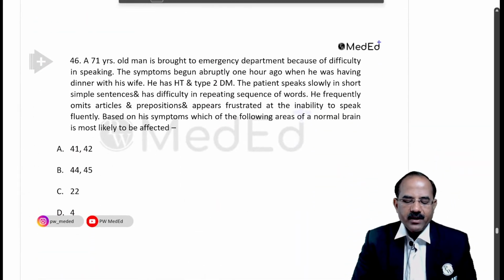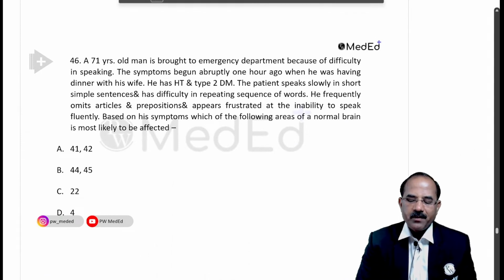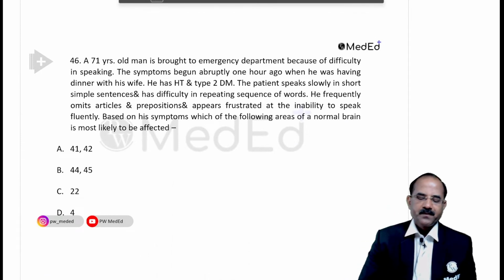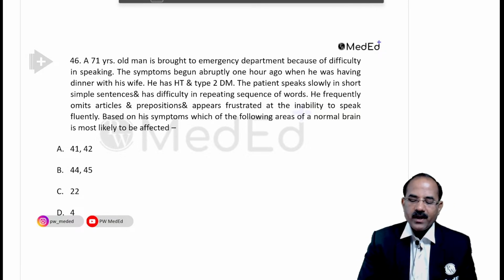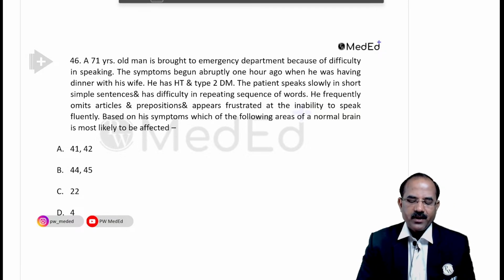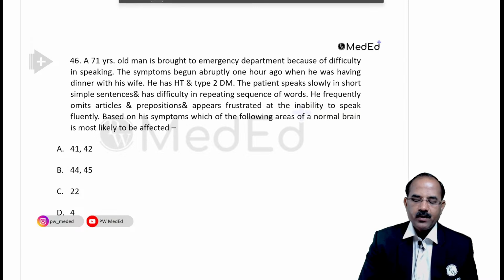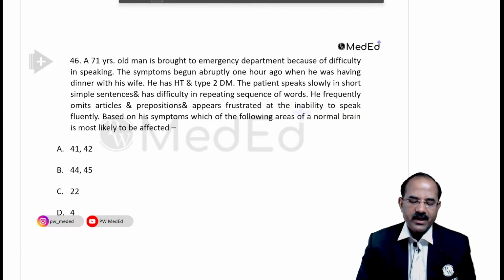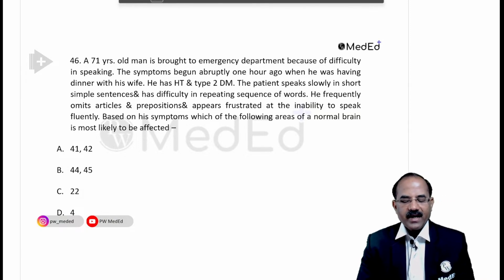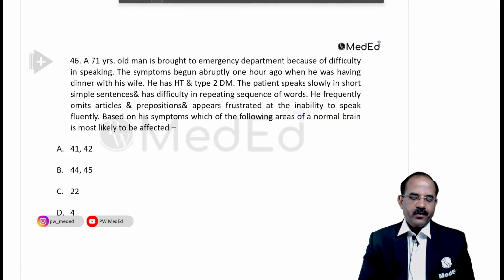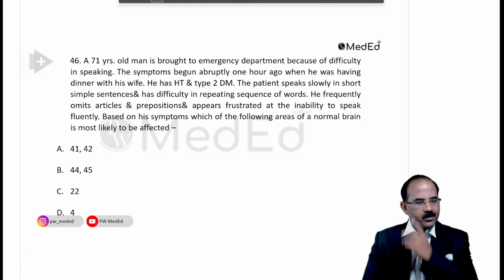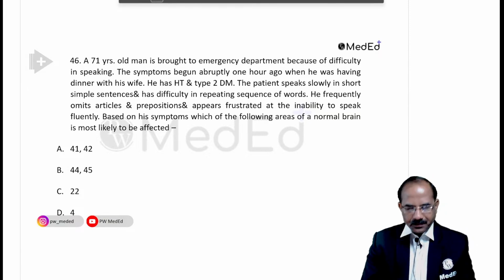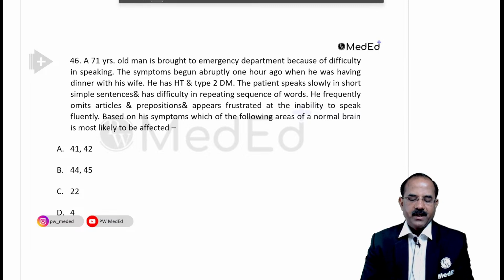A 71 year old man is brought to the emergency department because of difficulty in speaking. His symptoms began abruptly 1 hour ago when he was having dinner with his wife. He has hypertension and type 2 diabetes. The patient speaks slowly in short simple sentences and has difficulty repeating a sequence of words. He frequently omits articles and prepositions and appears frustrated at the inability to speak. Based on his symptoms, which of the following areas of the brain is most likely affected?